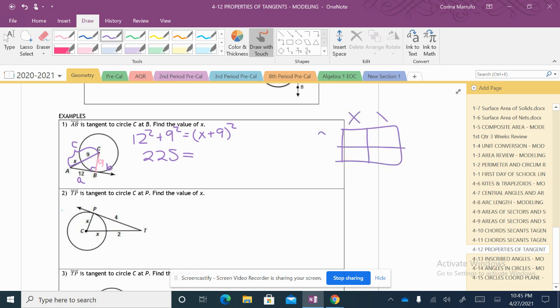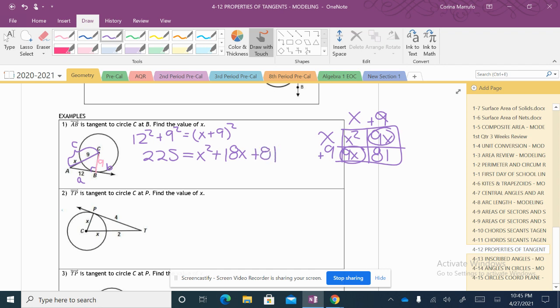x times x, and then x plus 9. Okay, so x times x is x squared, 9 times x is 9x, 9 times x is 9x, and then 9 times 9 is 81. So when I take x plus 9 and I square it, it's going to give me x squared plus, combining these like terms, 9 and 9 together gives me 18x plus 81.